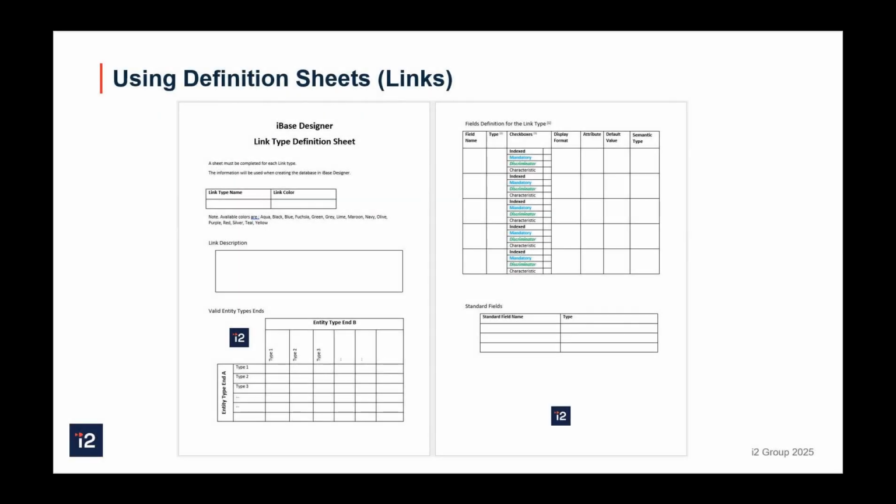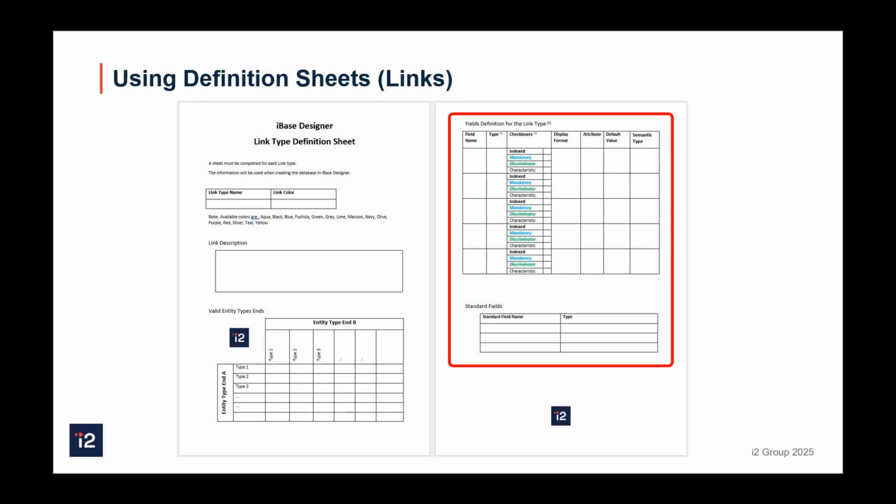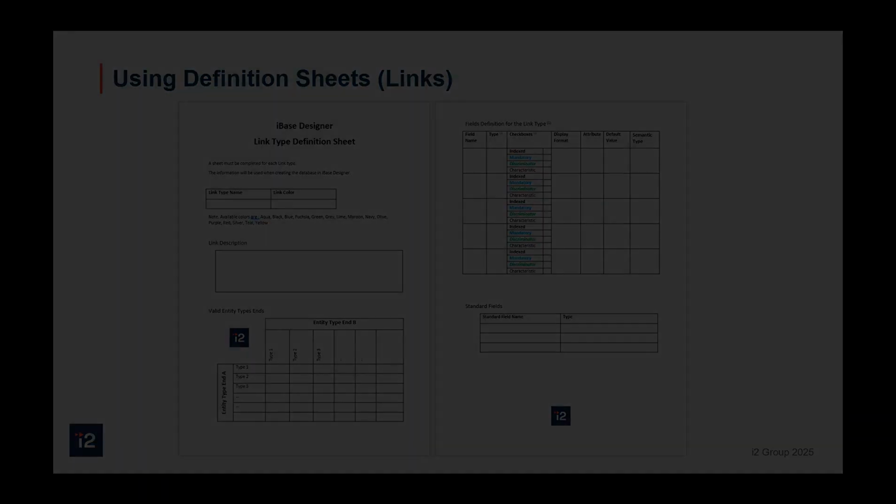And for the links, you have the same thing. You have the link type name, the link color, the link description, and what are the valid entity types for the ends. For the entity type A, you have the list of entity types, and for the entity type B, you have the list of entity types, and you say which is valid. Then you also have the field definitions for the link type and the standard fields.